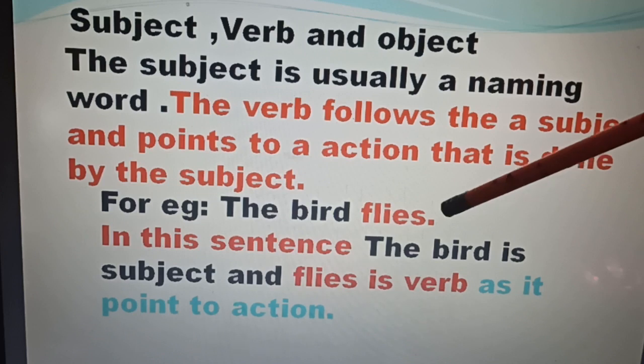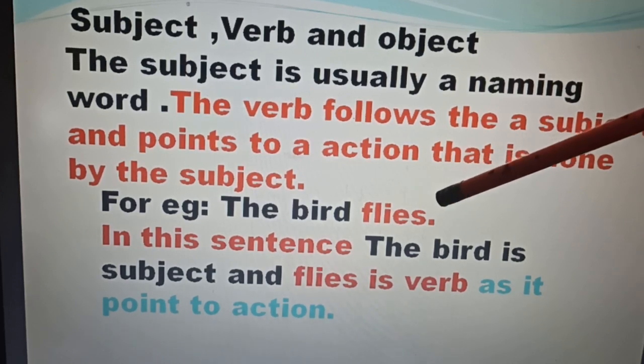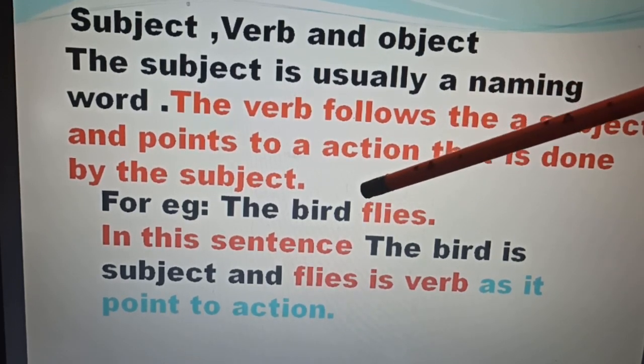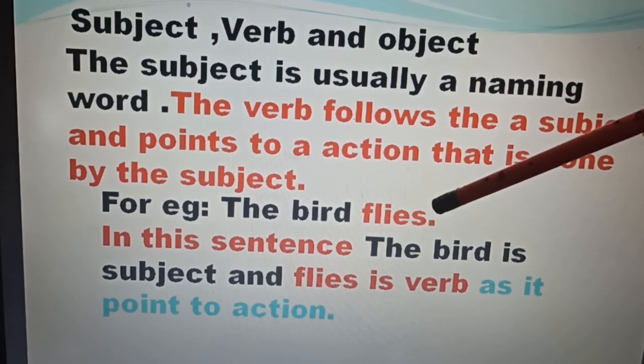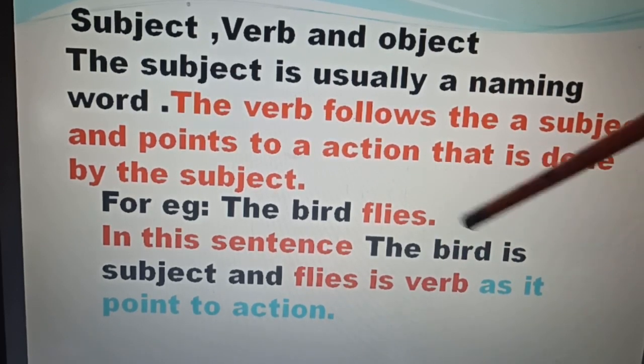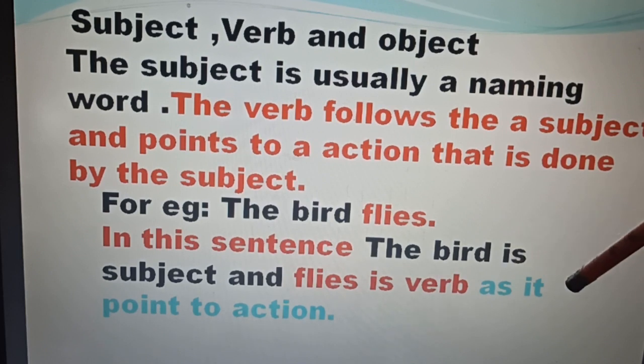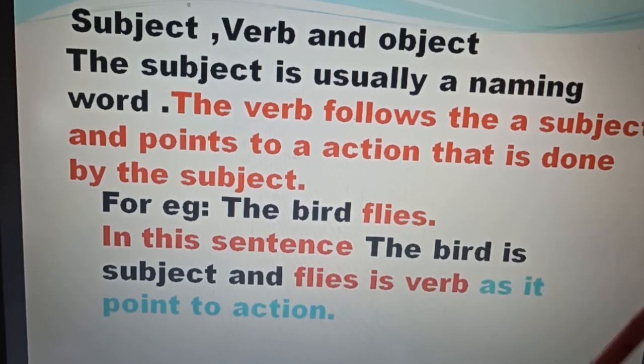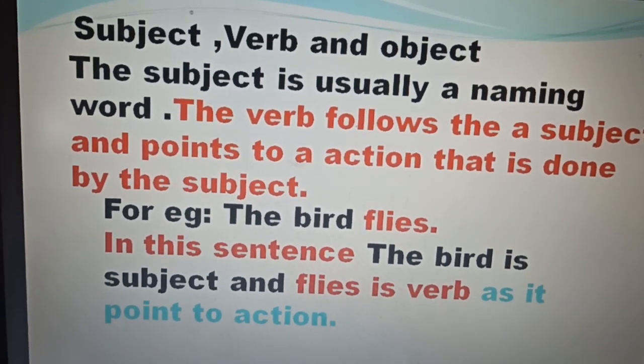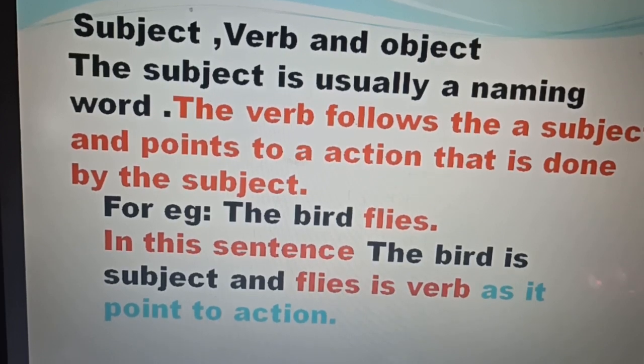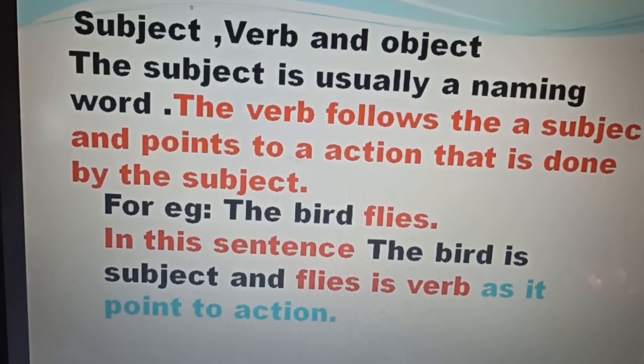The birds fly. बर्ड क्या कर रहे हैं? Fly. So the bird is the subject and flies is the verb. So in this sentence the bird is the subject and flies is the verb as it points to the action. फ्लाइज से आपको एक्शन का पता चल रहा है कि क्या क्रिया हो रही है.